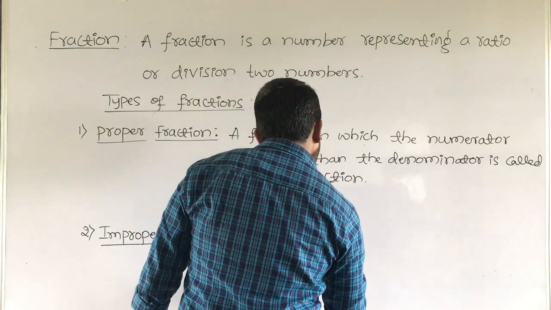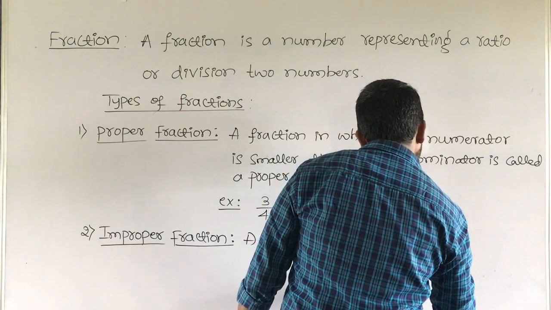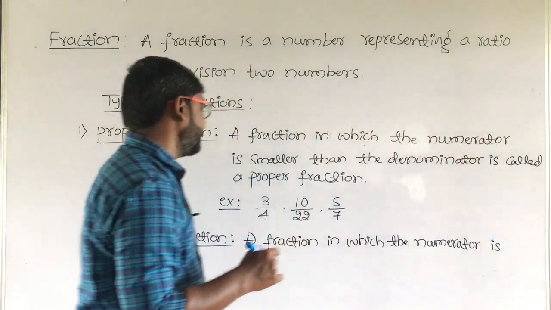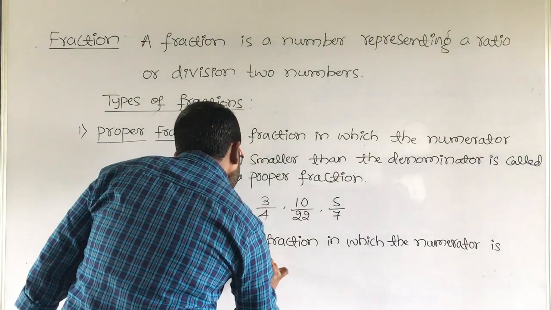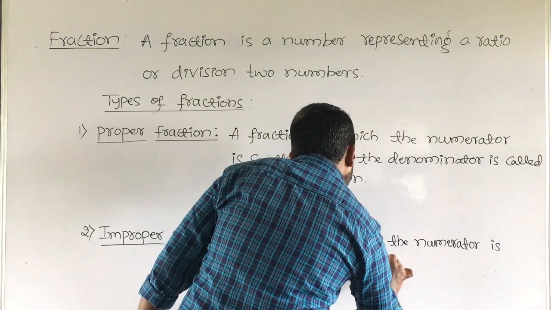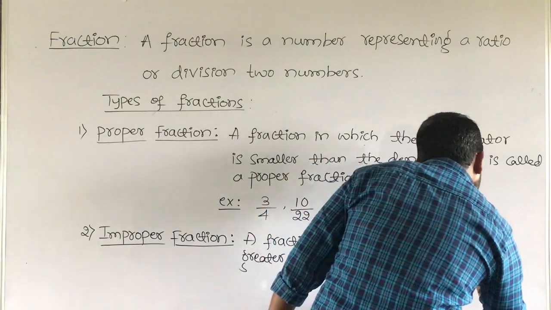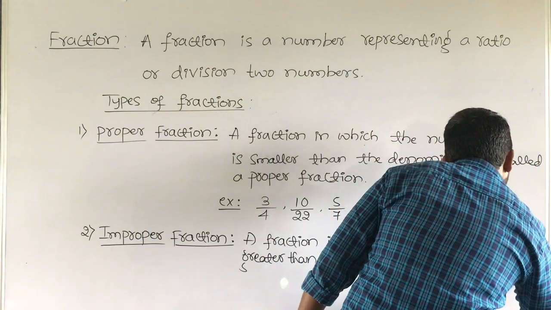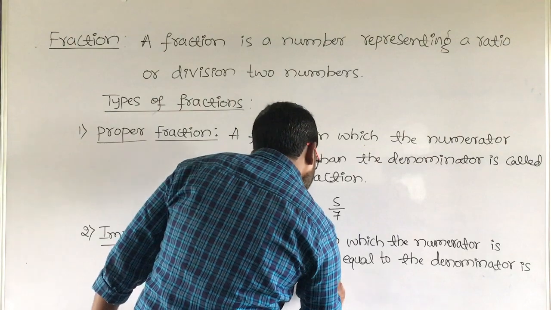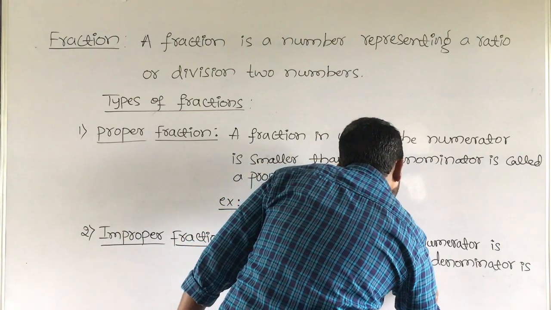in which the numerator is greater than or equal to the denominator is called an improper fraction.